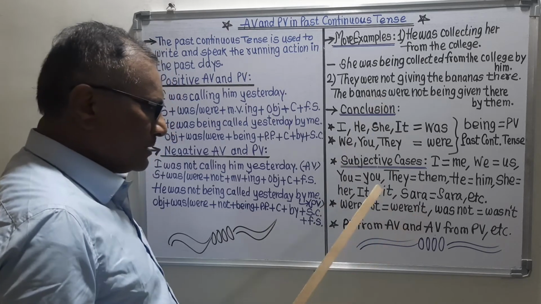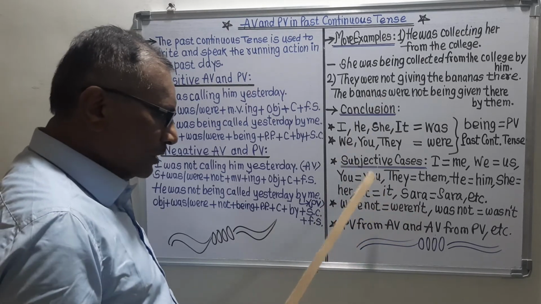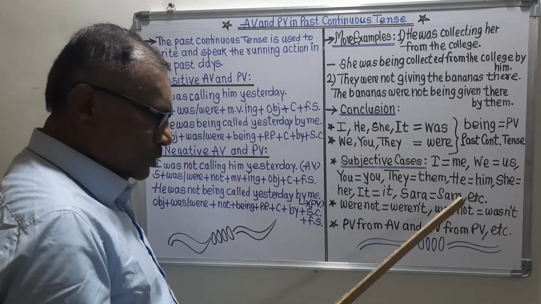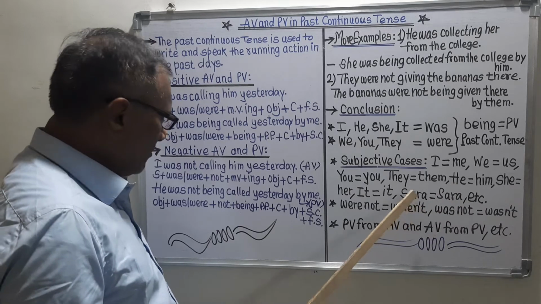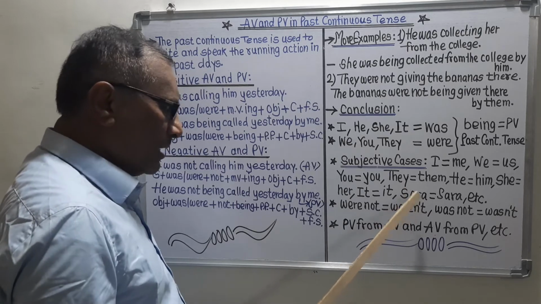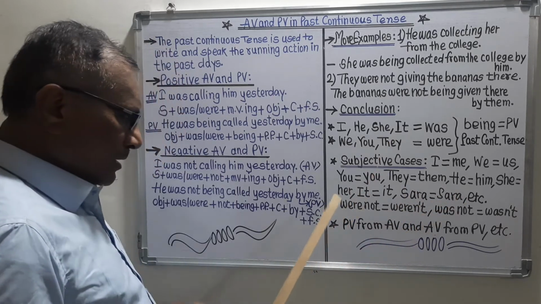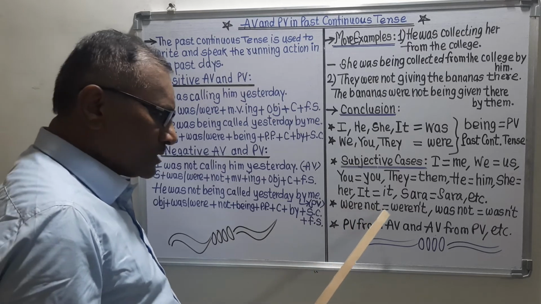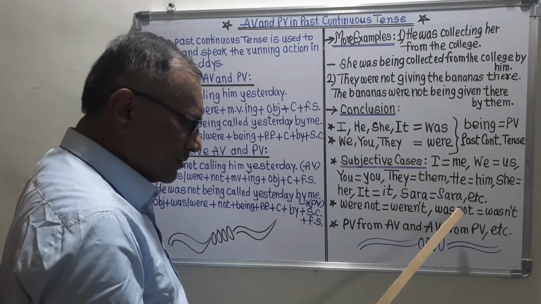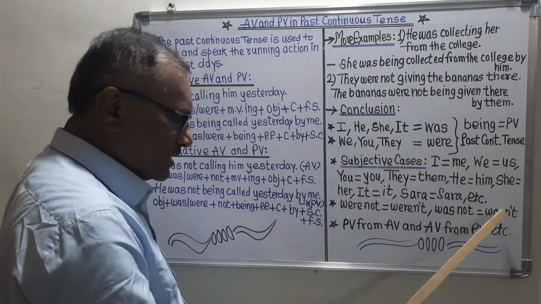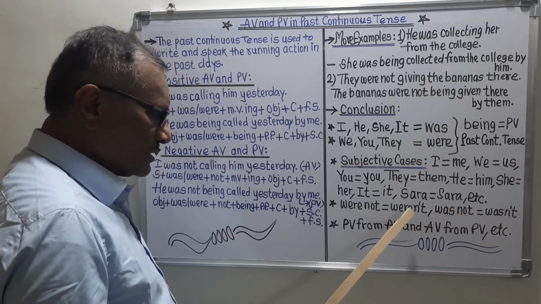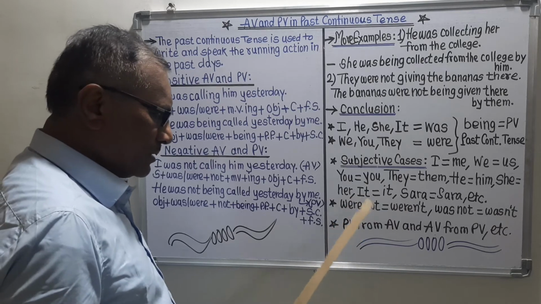And if there is another word other than these subjects, then we can do like this. If Sarah is there, we can do Sarah. If the policeman is there, we can do the policeman. If there is William Wordsworth, we can do William Wordsworth. Then if there is were not, we can make the short form weren't. If there is was not, we can make the short form wasn't. Wasn't is the short form and was not is the long form. Weren't is the short form and were not is the long form.